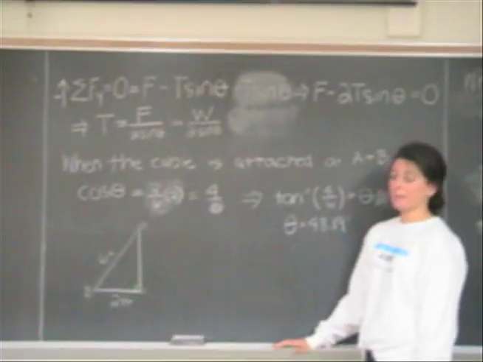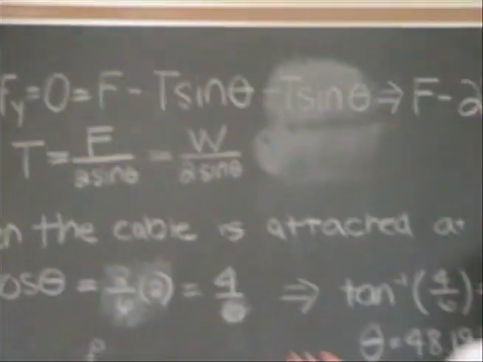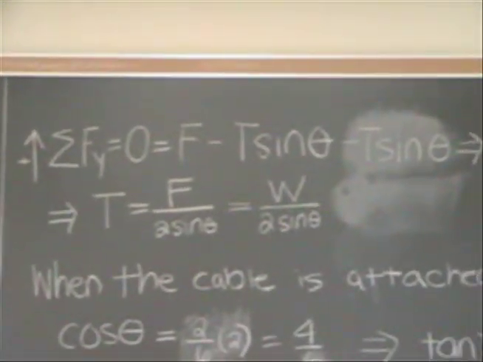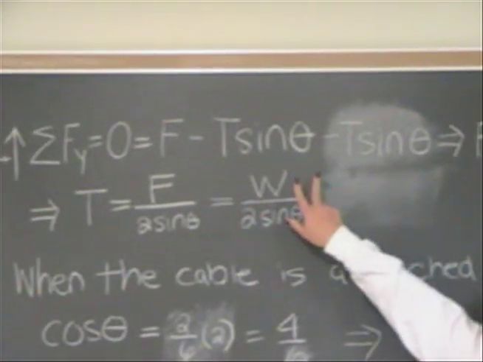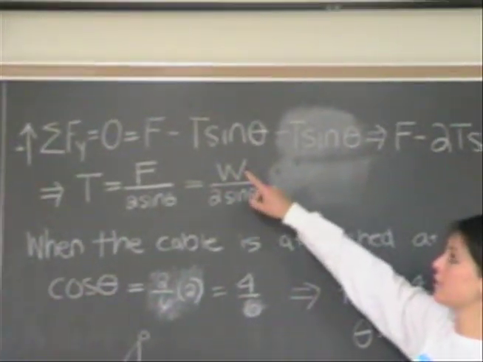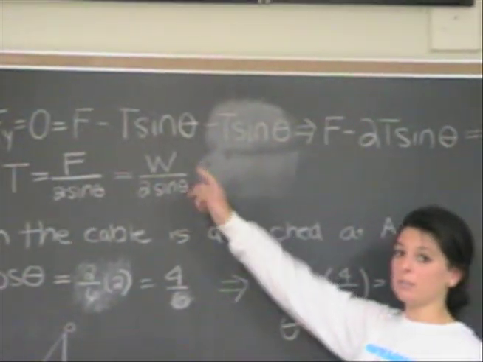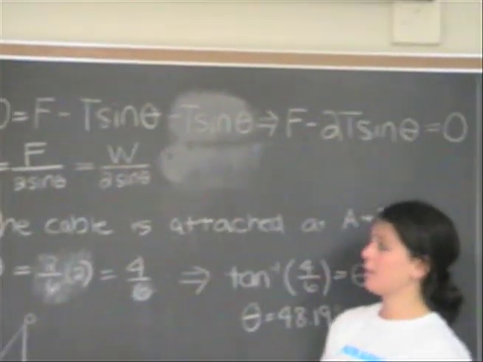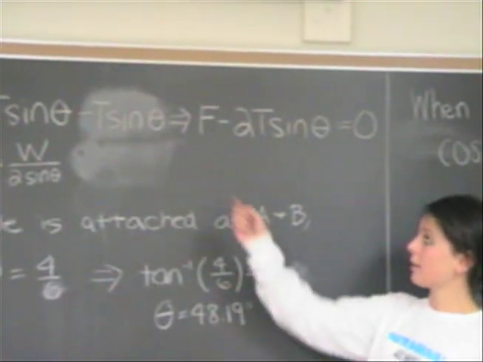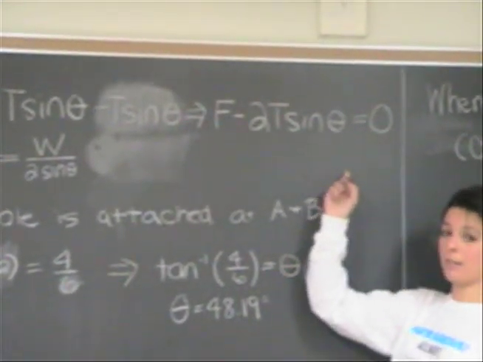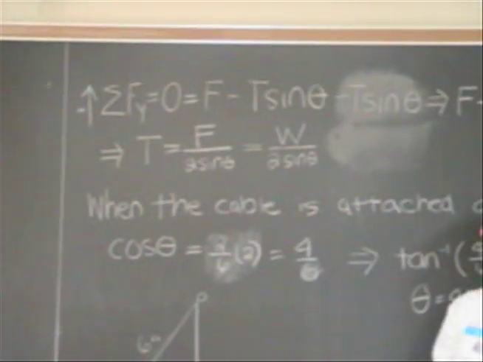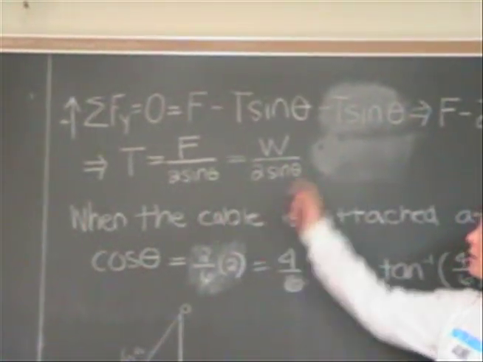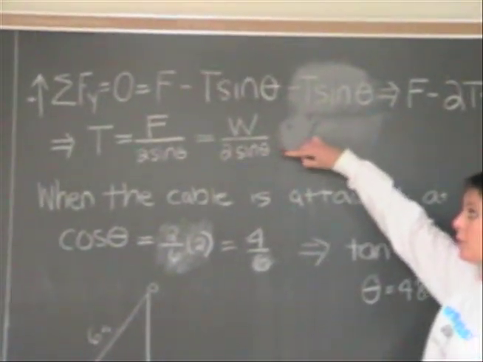The next step in our problem is to solve the equations of equilibrium. In order to sum the forces in the y direction, we have a positive force F minus the two tensions in the cable, each tension multiplied by the sine of the angle to give you the force in the y direction. Rearranging this equation, we are given F minus 2T sine of theta, which equals 0. Further rearranging the equation, we derive the tension equals the weight of 200 divided by 2 sine of the angle.